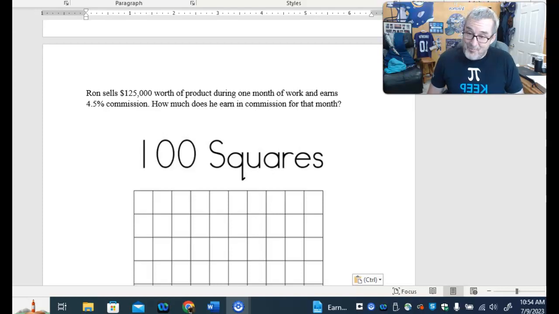Let's do one more. Another context that we could use with you as adults where percentages are used, and maybe with some kids, is the idea of commission. If you were in the sales force, you might earn a commission for any sales that you produce. So let's put Ron in a situation where he sells $125,000 worth of product during a month. Maybe he's a car salesman or maybe in real estate, I don't know, something. $125,000, and he earns 4.5% commission. That is, he gets a percentage of the amount that he sold, $125,000.